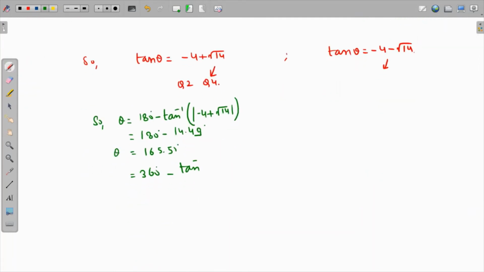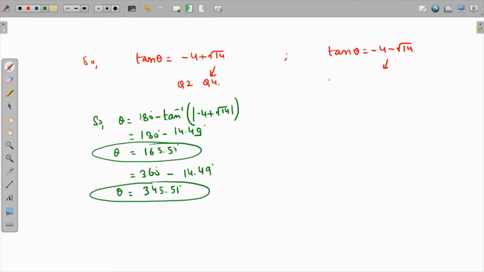We'll write the final answer in the end, and this is going to be 360 minus the reference angle, which we already found as 14.49 degrees. So 360 minus 14.49 degrees will come out as 345.51 degrees. This is another value of theta.